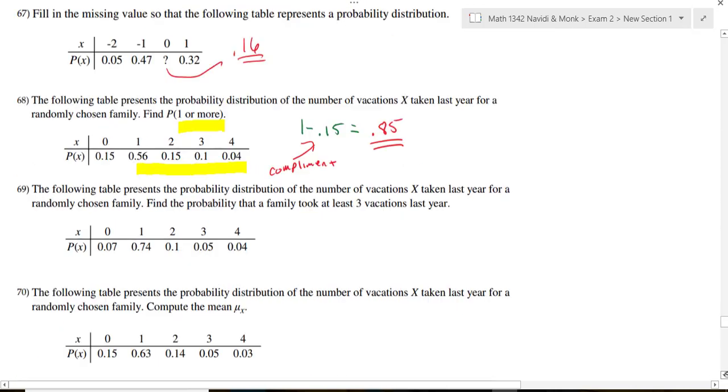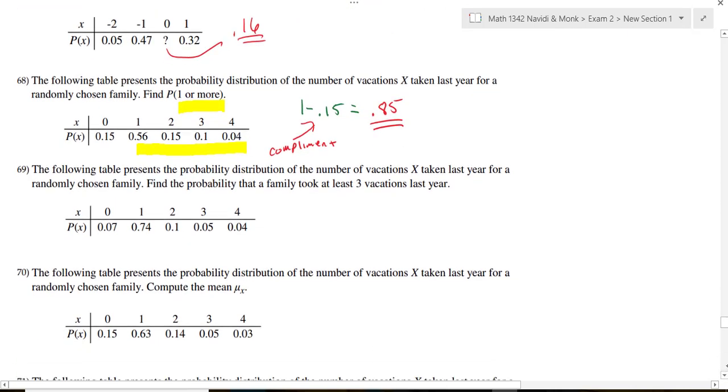Number 69. The following table presents the probability distribution of the number of vacations X taken last year. Find the probability that a family took at least 3 vacations. At least 3 vacations means that I took 3 or 4, and that's it. It's these two numbers. So this would be equal to 0.05 plus 0.04, and that gives me 0.09.